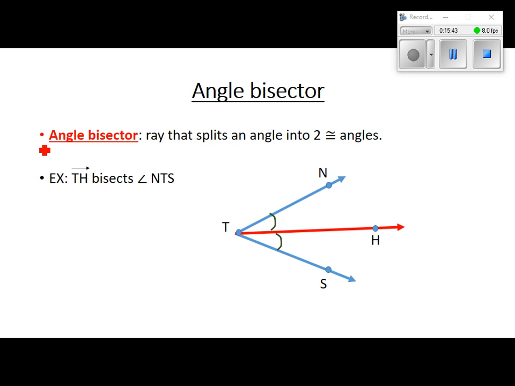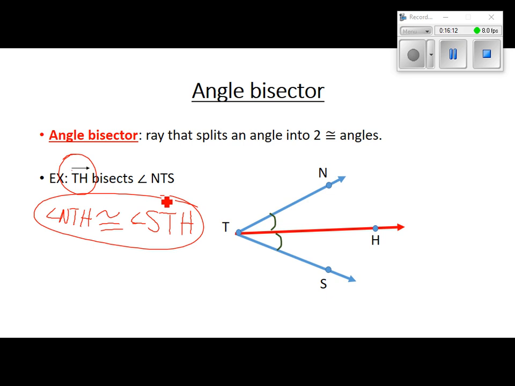So an angle bisector is a ray that splits an angle into two congruent angles. Tell me the angle bisector in this case. TH. Make sure you fill that in. So ray TH. What angle's being bisected? NTS. The blue angle here, NTS. Tell me the two congruent angles. NTH. Does everybody agree with her on that? Yeah, and then HTS. Those two angles have to be congruent every time. Angle bisector, we've talked about that several times throughout the year. I'm just reintroducing it because it's going to be useful here in a few minutes.